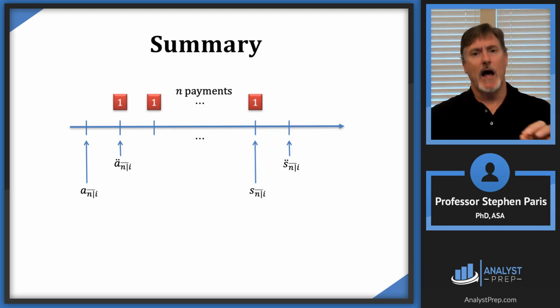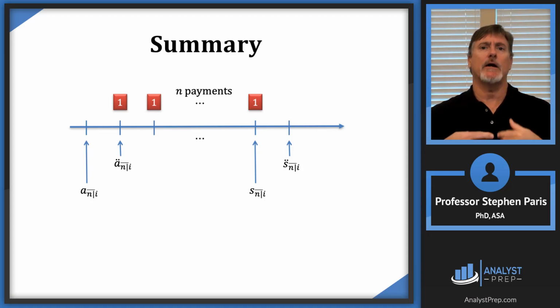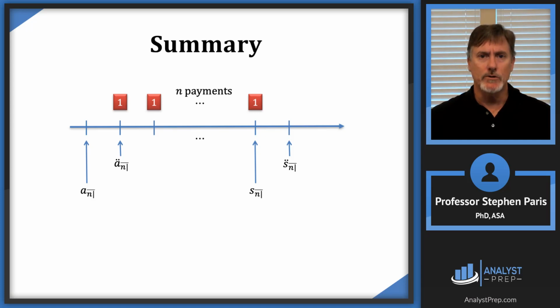Notice that I have the i's on the symbols here. So for instance, the first symbol, A angle N at rate i. But as I mentioned earlier in the video, oftentimes we'll leave the i's off if there's no ambiguity. If there's no confusion, we'll just leave the i's off. Be sure that you understand these symbols and what they mean and where they value the annuities. It's going to be very important for the rest of the course.